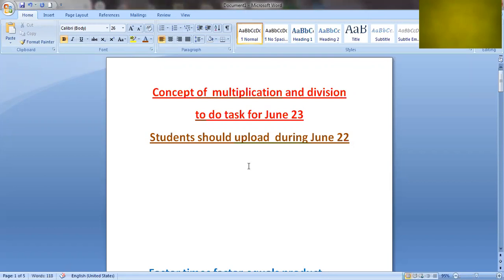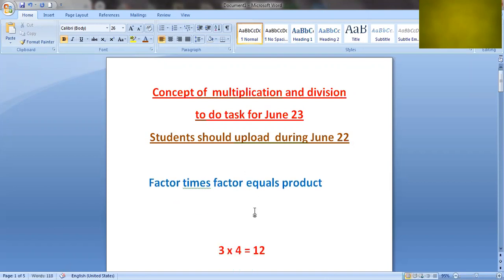Something very important is the vocabulary. So factor times factor equals product. We review this. This is something everyone should know, but we are doing the review. So 3 is a factor, 4 is a factor, and 12 is a product. Factor times factor equals product.